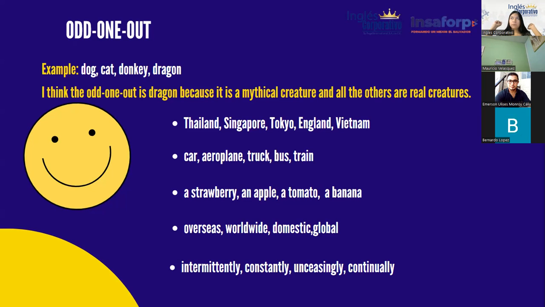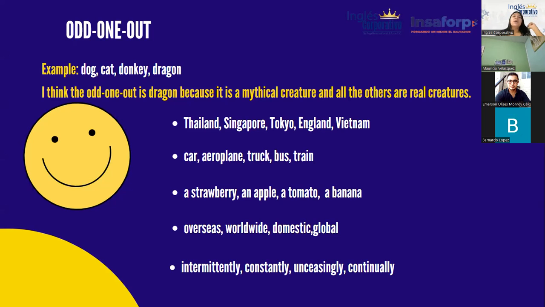No, is constante. Oh, okay. It is not continuidad. No, it is not permanent. Okay. Ajá, yes. Permanent. Correct. Very good. So intermittently is the only one that is not permanent. And if we say constantly, unceasingly, continually, they never stop, right? So they go and go and go on. So very good. Excellent.